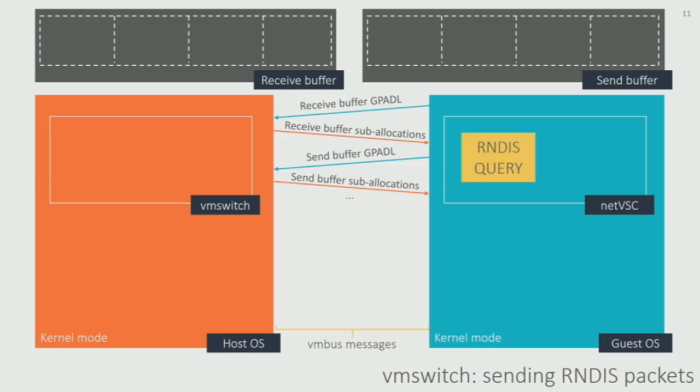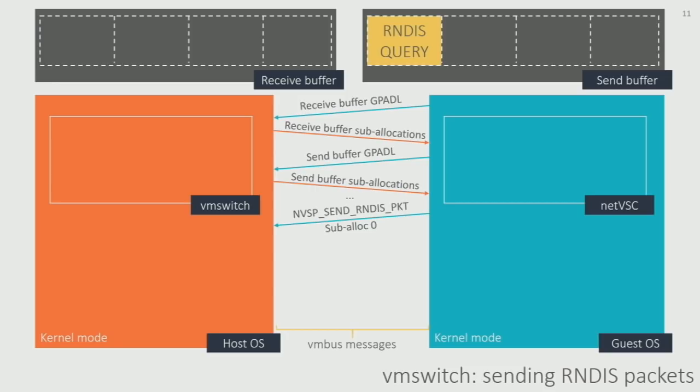Next, if the guest wants to send an RNDIS packet, in this case a query packet, which just means asking the host for things like the MAC address, it is going to generate its RNDIS packet locally and then just copy it into the send buffer, because once again, it's a piece of shared memory. Once that happens, it's going to send a message over VM bus to let the host VM switch know, hey, there's a packet in my send buffer. Please read it. Please take care of it. Once the host sees that, it's going to copy it into its own memory space. It's then going to acknowledge to the guest that, okay, I've read it out. You can now use this send buffer sub-allocation for something else.